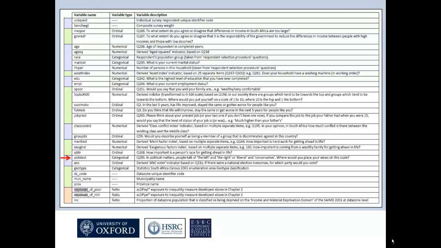Two questions relating to people's political views. Firstly, asking people to place themselves on the left-right political ideology spectrum, and a question on whether or not the individual would vote for the ANC if an election were held the day after the survey was undertaken.